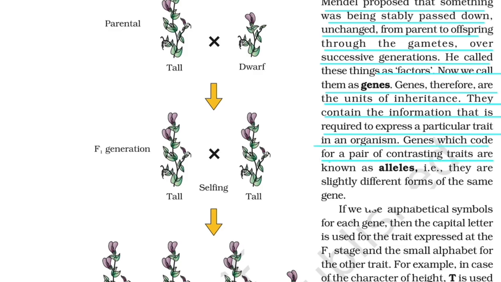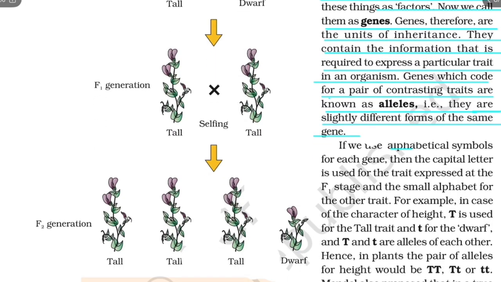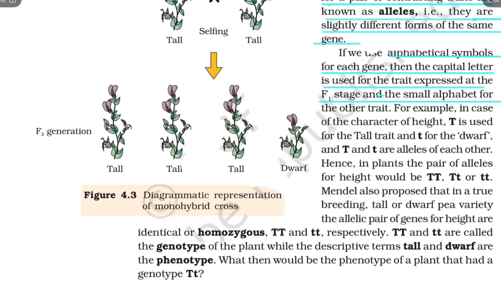Genes which code for a pair of contrasting traits are known as alleles. They are slightly different forms of the same gene. If we use alphabetical symbols for each gene, then the capital letter is used for the trait expressed at the F1 stage and the small letter for the other trait. For example, in the case of the character of height, T is used for the tall trait and small t for dwarf, and T and t are alleles of each other. And in a plant, a pair of alleles for height would be TT, Tt or tt.